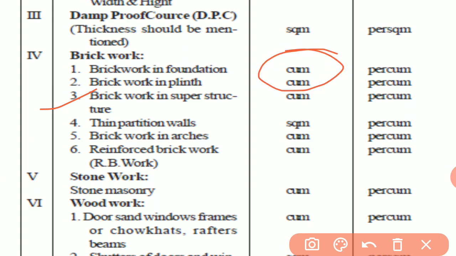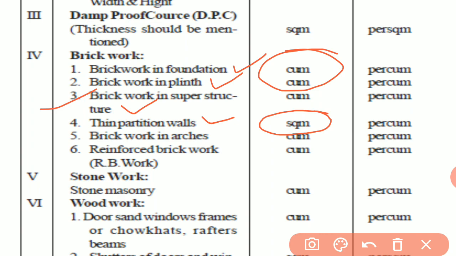So see what the conditions are over here. Brickwork in foundation, brickwork in plinth, brickwork in superstructure, thin partition wall. Now a thin partition wall has a minimum thickness, so that's why we will consider it in square meter. So this type of question will be asked in the MCQ exam.